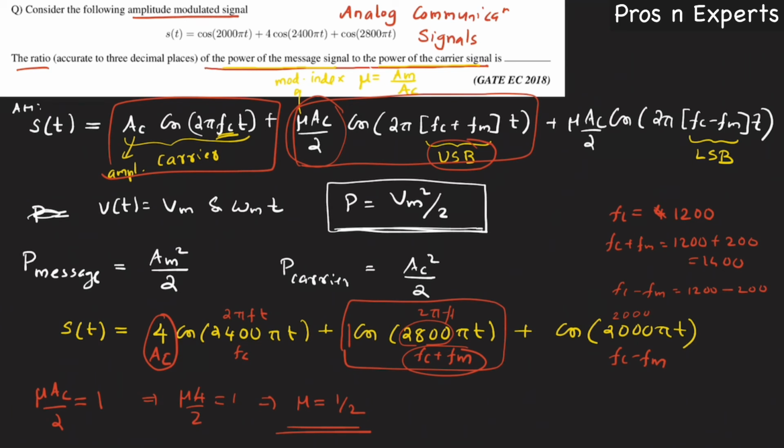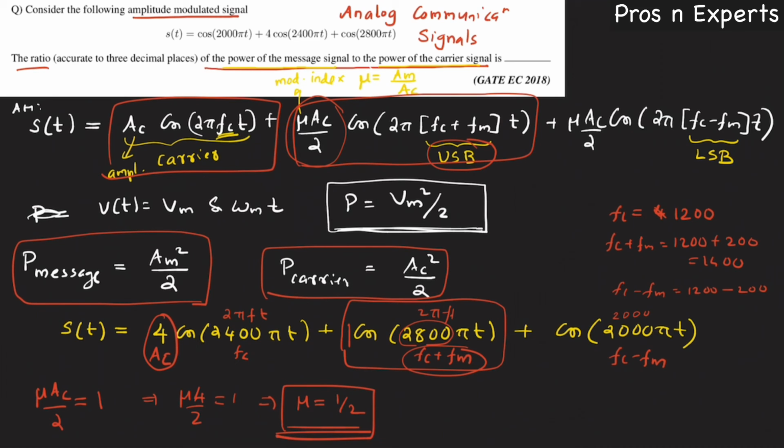Now what we are trying to get is Am square by 2 and AC square by 2. So what information will this result give you? That will give you mu equal to Am by AC. We need to get Am. AC is already known, mu is already known. That implies Am equals mu into AC, that is 1 by 2 into 4 equals 2. So Am equals 2.